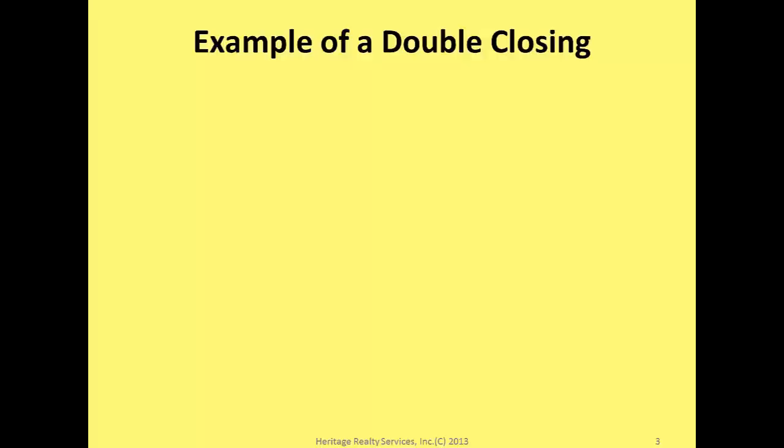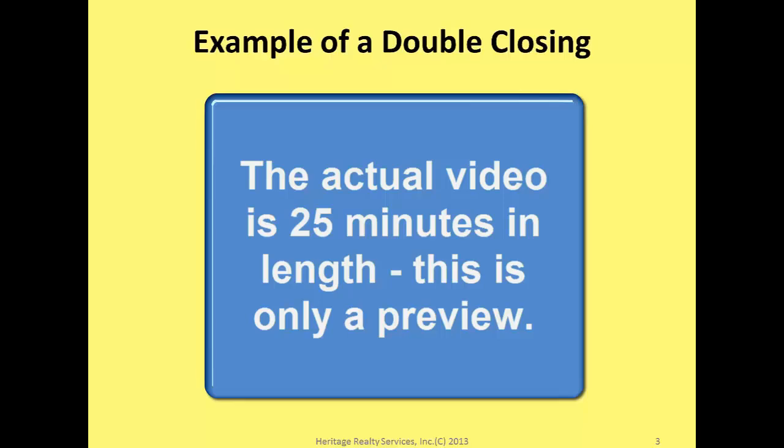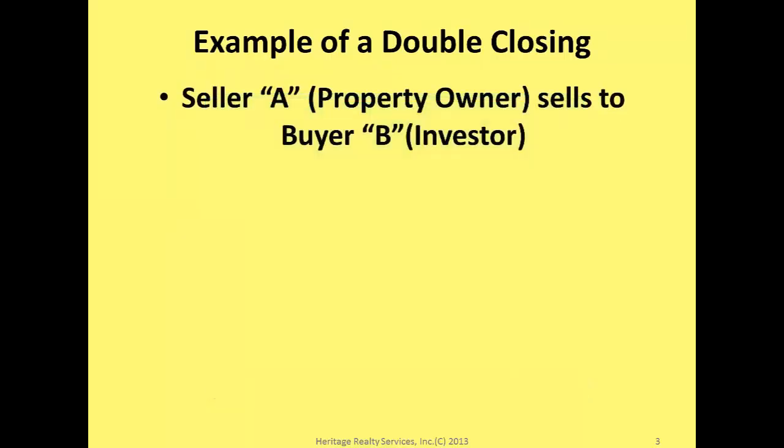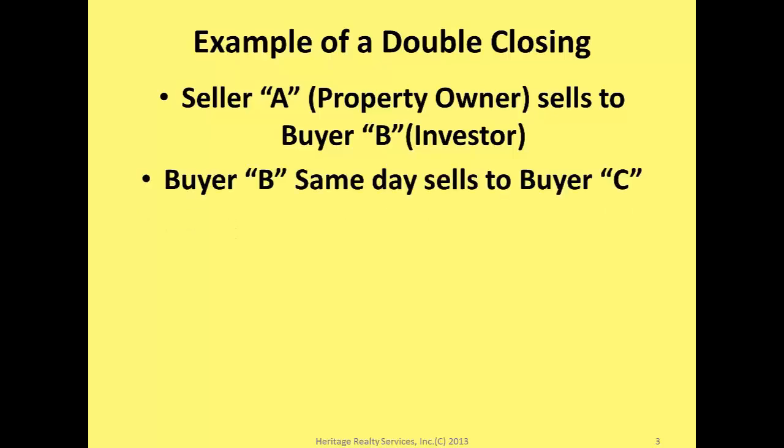This is predominantly an example of a double closing, but you'll see other aspects of real estate transactions involved in the same one. Seller A is the original property owner, and he's going to be selling to buyer B, an A to B transaction, B being the investor. Buyer B, on the same day, sells to end buyer C. Therefore, you have two transactions, A to B and B to C.